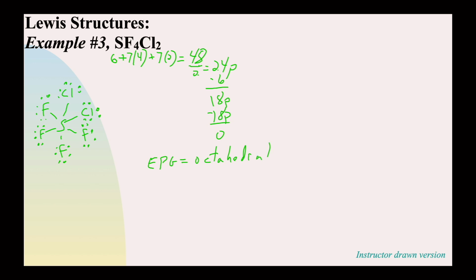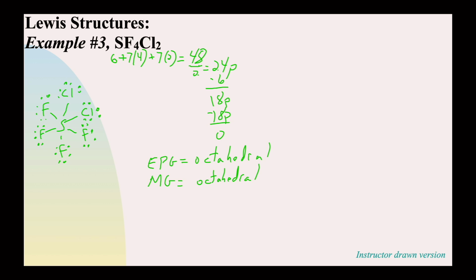Octahedral is the name when there are 6 clouds around a central atom. You could have a lone pair or two, but as long as there are 6 clouds, you're going to have octahedral. Now, just like before, the molecular geometry is also going to be octahedral because there are no lone pairs around the central sulfur. The EPG and the MG will be the same.